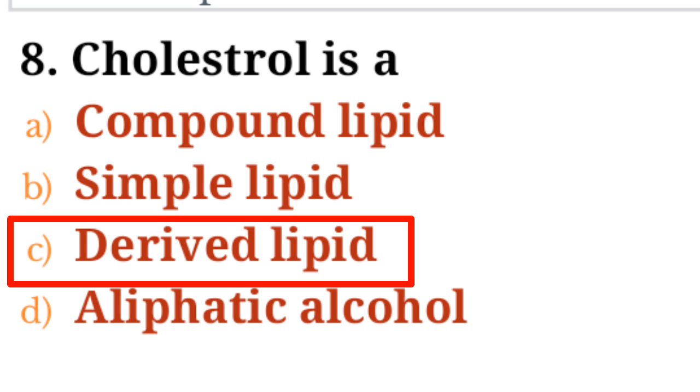Derived lipid. We have already seen that steroids come under derived lipid. Cholesterol is a type of modified steroid, that is sterol. So cholesterol comes under derived lipid. It is a type of derived lipid.